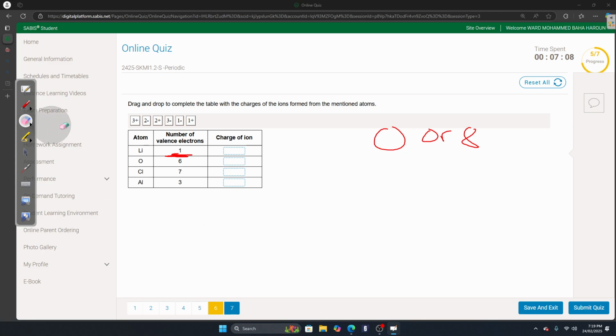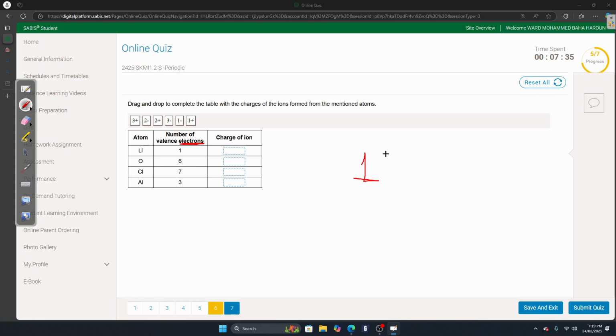How do you turn it into 0? Since you have 1 valence electron and you want it to be 0, you need to take 1 electron away, because you're not talking about protons, you're talking about electrons. If you want to take 1 electron away, you can't remove. Can you remove electrons? No, you can't. Electrons are added and removed, right?